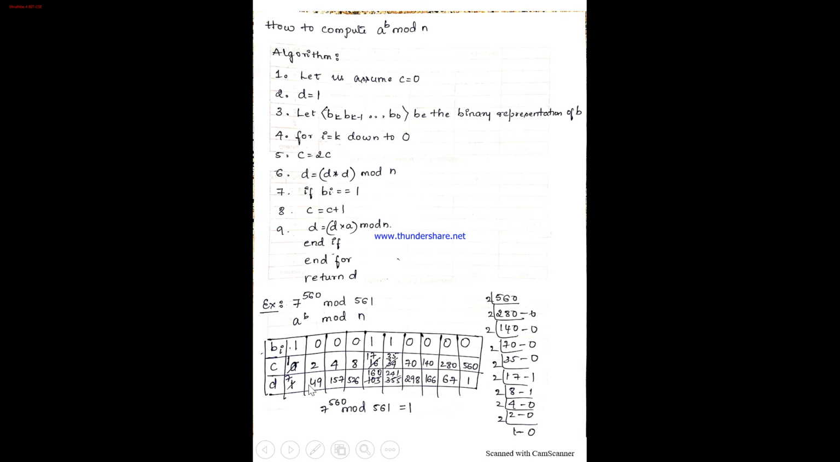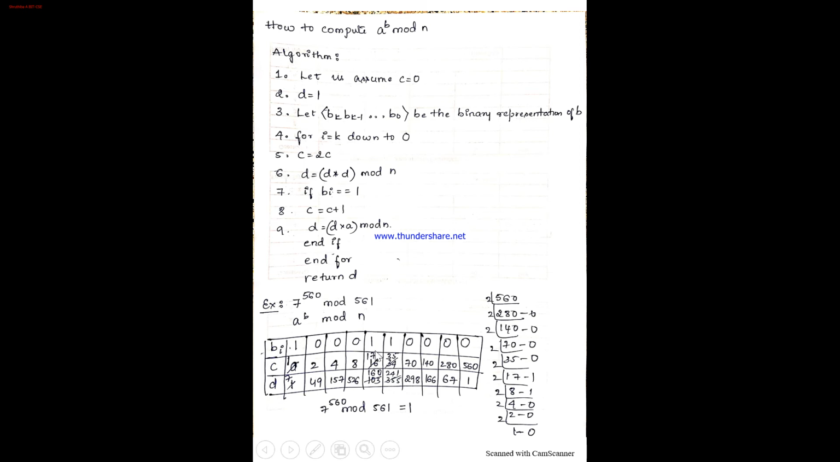Now coming to the D computation. If the bit here is 0, then just multiply this by itself: 49 into 49 mod 561, you will get 157. 157 into 157 mod 561, you'll get the answer as 526, I guess.